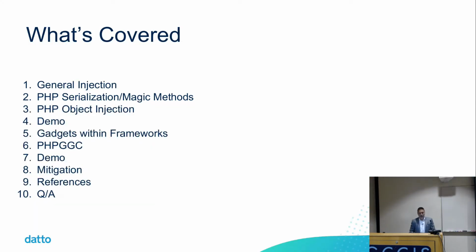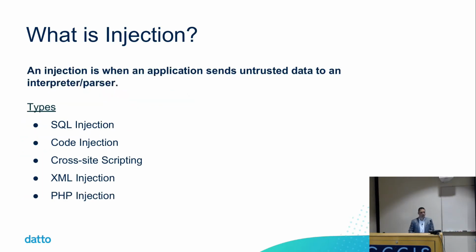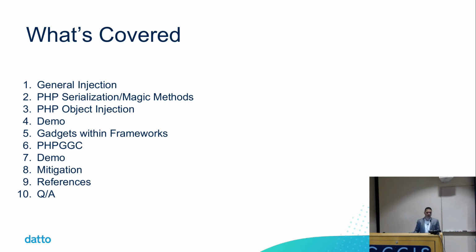Let's go over what's going to be covered today. We're going to look into general injection techniques. We're going to start pretty much from the bottom and work our way up. We're going to look into PHP serialization and magic methods and why they're important. Then we'll dig into PHP Object Injection. I have actually 2 demos that'll show a quick look at how the attack vector works. Then we'll talk about gadgets within some popular PHP frameworks.